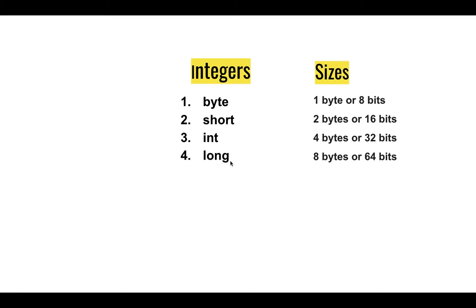Long: this data type has 8 bytes of storage, equal to 64 bits. We can store numbers between minus 9223372036854775808 and plus 9223372036854775807, like that.